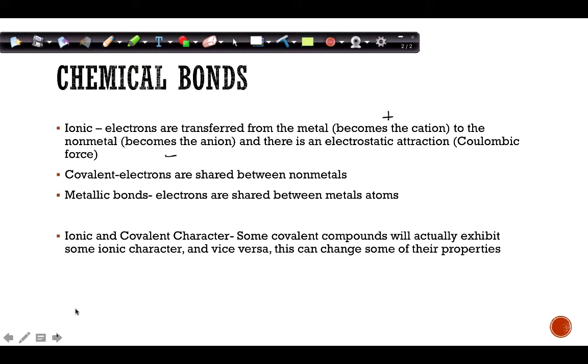And then when we look at certain compounds, what we'll actually see is that they have both ionic and covalent character. So some covalent compounds actually exhibit some ionic character, which gives them different properties. Maybe they are stronger, maybe they make brittle compounds, or they'll have some sort of ionic property to it. So whenever you have a question asking how come this compound exhibits this property, it's probably because it has some ionic character to it, or some covalent character if it's an ionic bond.